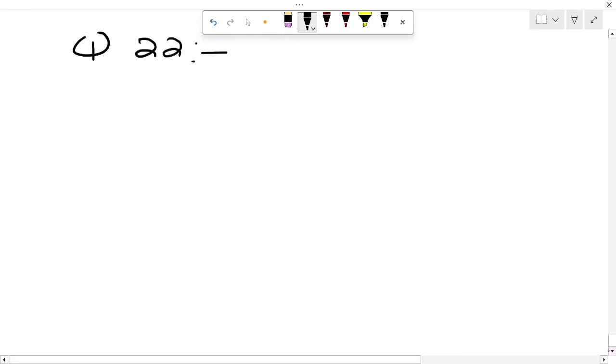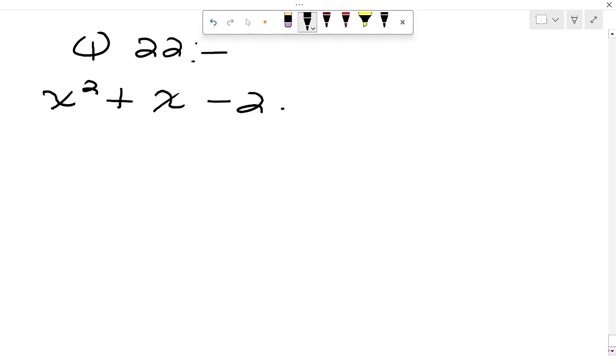Assalamu alaikum everyone. Today we're gonna attempt exercise 4.1's question number 22. So this question states that factorize the following expressions. So let's see the first expression. It is x square plus x being subtracted from 2. Now as you can see, we need to find the solution to this expression.